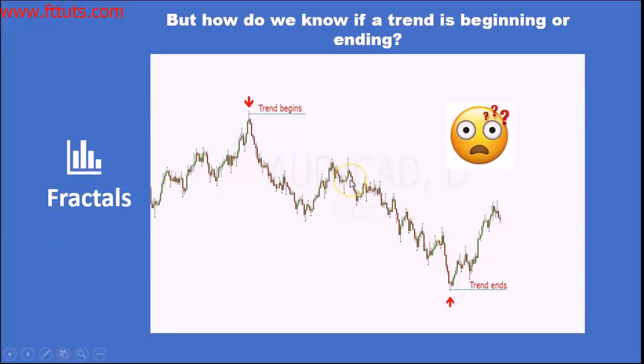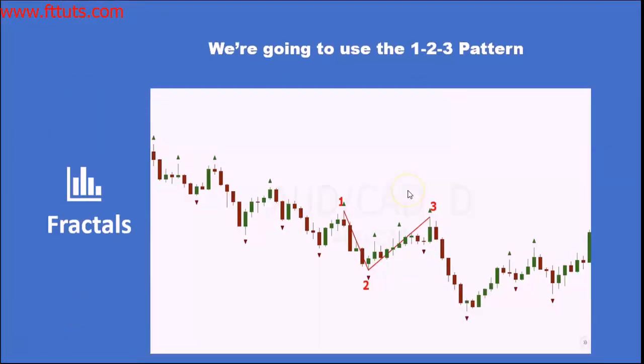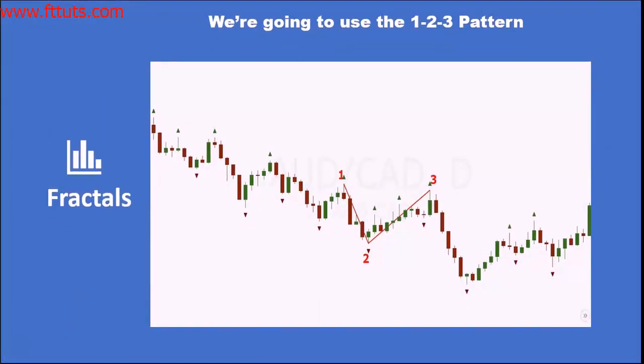But how do we know if a trend is beginning or ending? How do we know that this is the end of the trend right here and this is the end of the trend right there? There are some clues that we can look at. We're going to use the 1, 2, 3 pattern. So you can see a 1, 2, 3 pattern from 1, 2, 3.